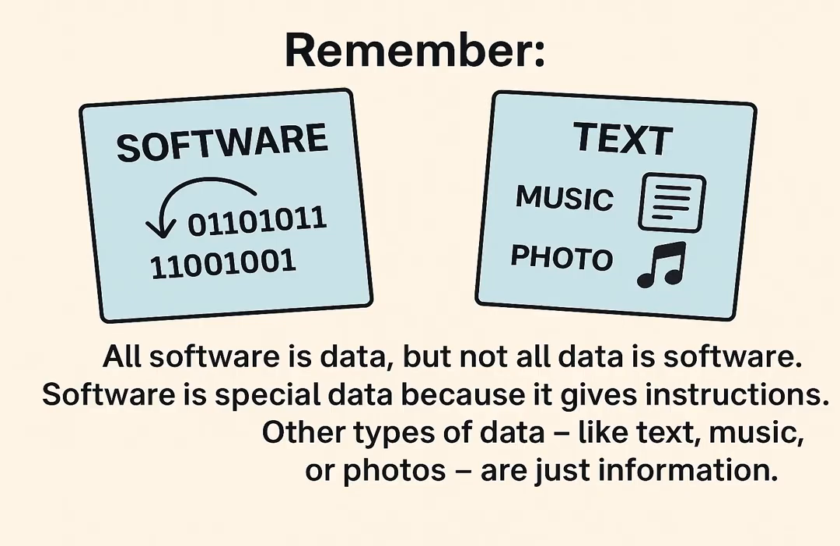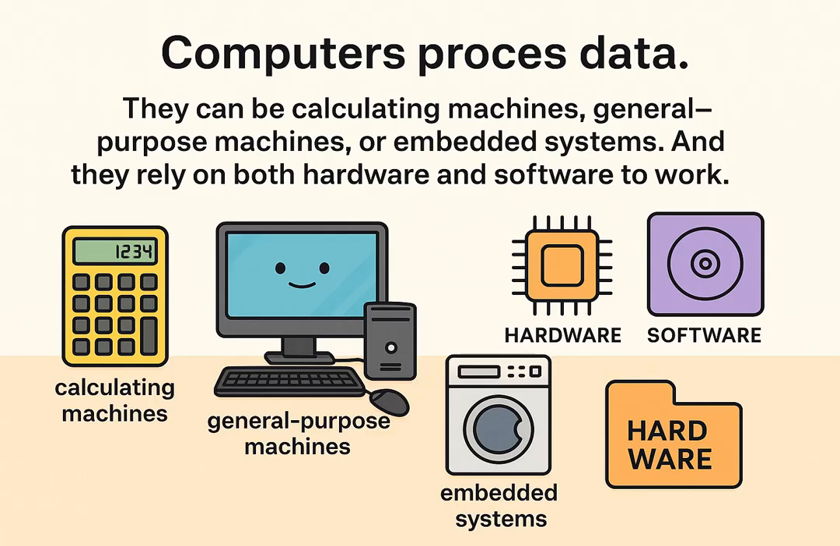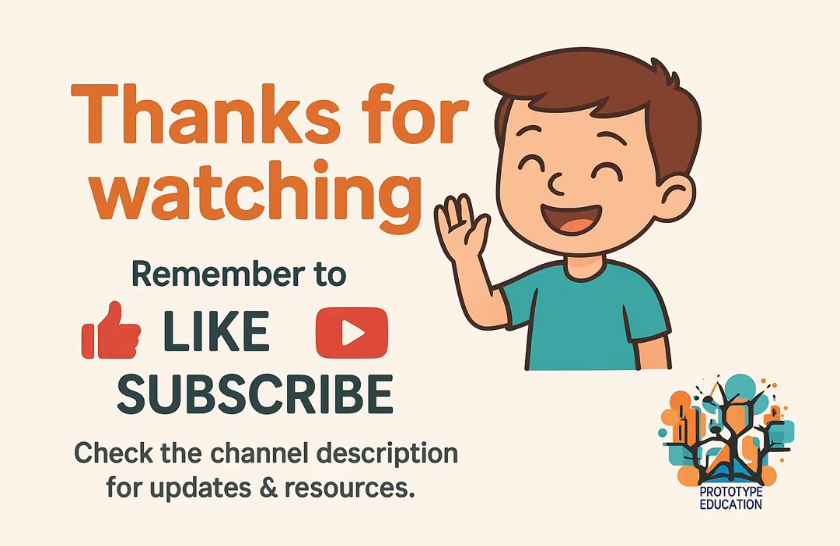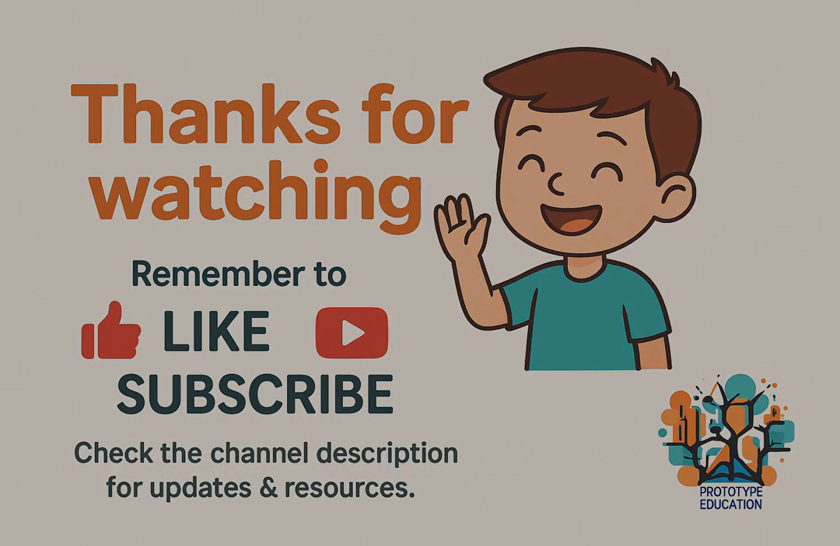Software is special data because it gives instructions. Other types of data, like text, music, or photos, are just information. So in summary, computers process data. They can be calculating machines, general-purpose machines, or embedded systems, and they rely on both hardware and software to work. Understanding these basics is the first step in exploring how computers work.